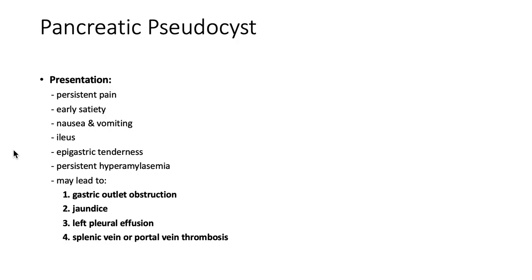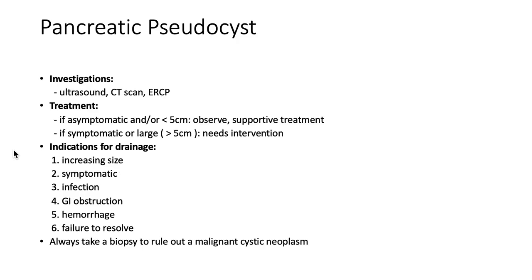The mass usually presents with persistent pain and fullness, which is early satiety, because if there's gastric outlet obstruction, then if you are eating, the food is not going through. So you will feel full, and usually it involves nausea and vomiting. So how to diagnose the pseudocyst? The answer is by CT scan, and usually ERCP is involved in the management.